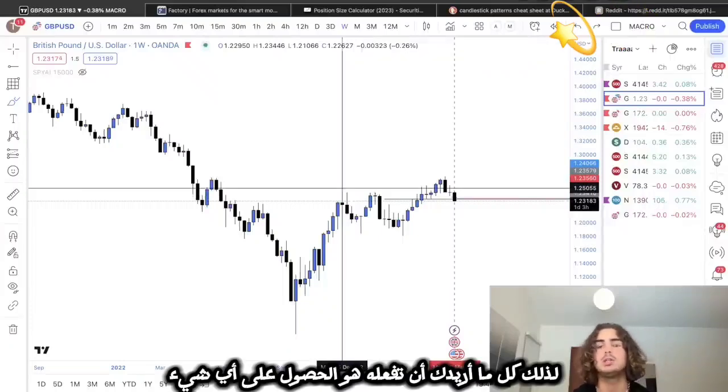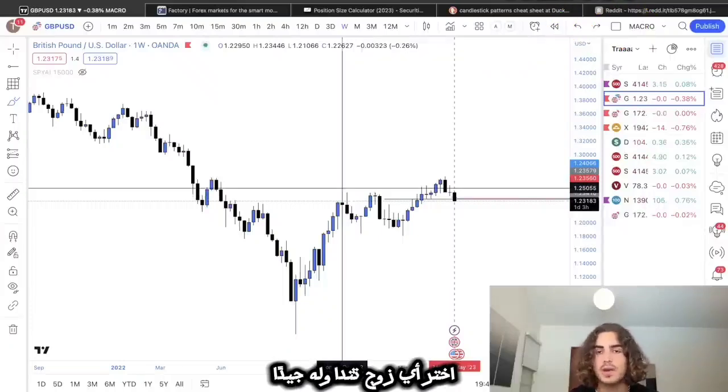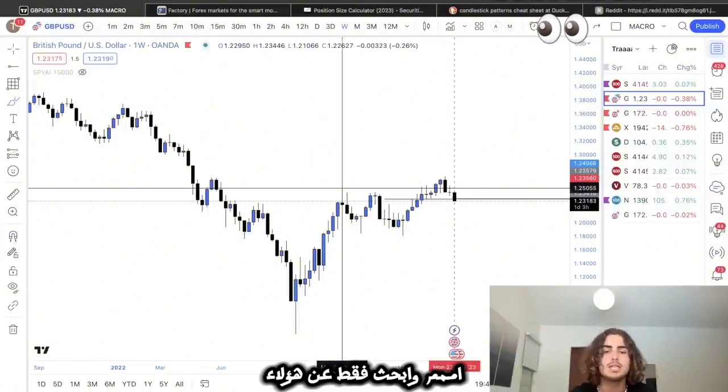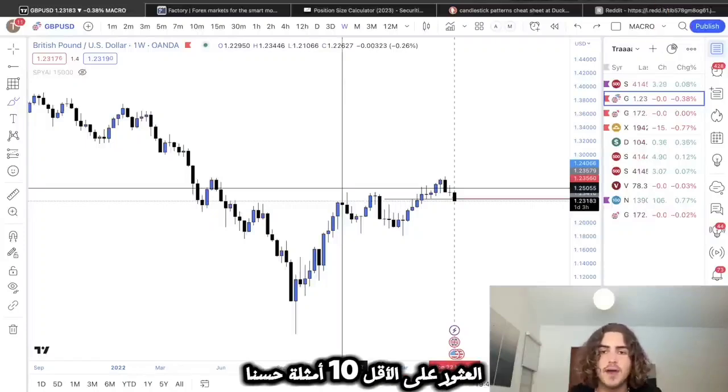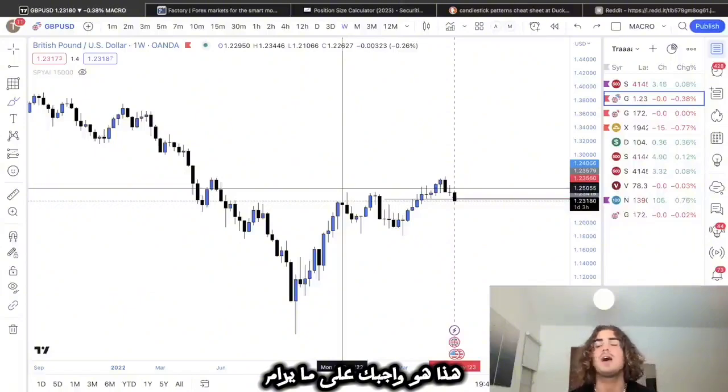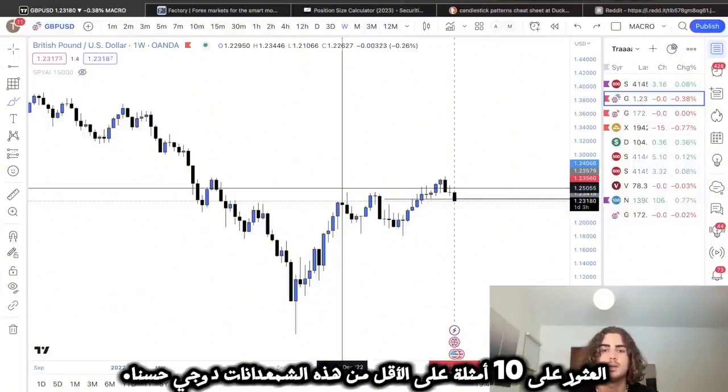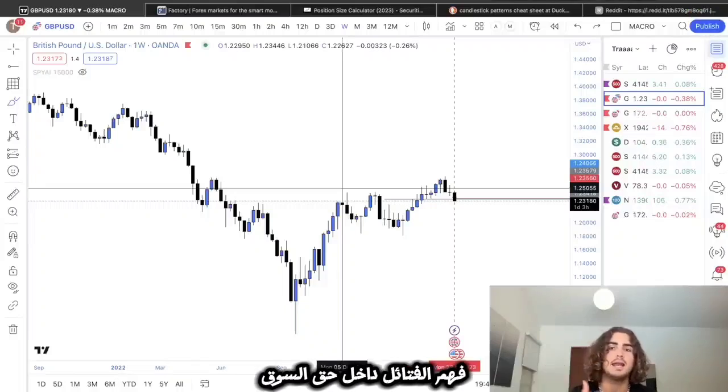So all that I want you to do is choose whatever pair you trade, and just look for these and see how price reacts off of these certain price points, okay? Find at least 10 examples. This is your homework, all right? Find at least 10 examples of these doji candlesticks, understanding wicks within the market, right?